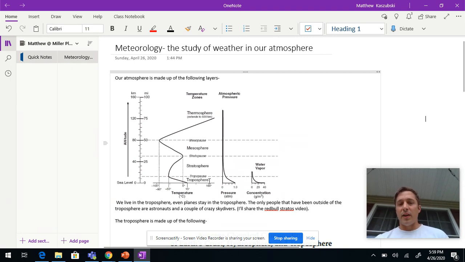The other thing about the troposphere is all the water vapor is in the troposphere. Outside of the troposphere, there's no water vapor. So you need to live in the troposphere. You can see this chart. We have the altitude, in kilometers going up, and in miles. We have the different layers: the troposphere, the stratosphere, the mesosphere, the thermosphere. And the pauses are kind of the boundaries between them.